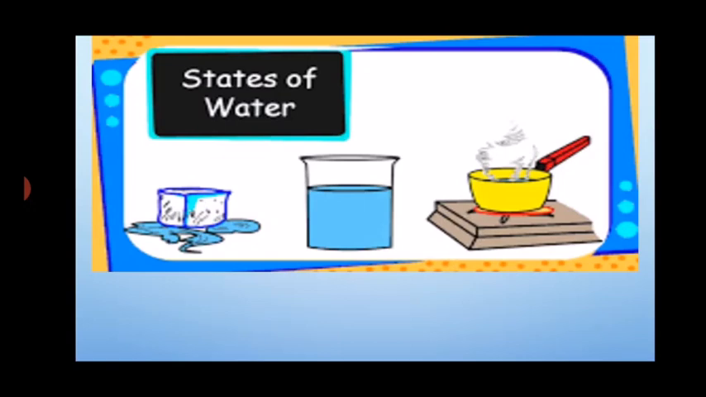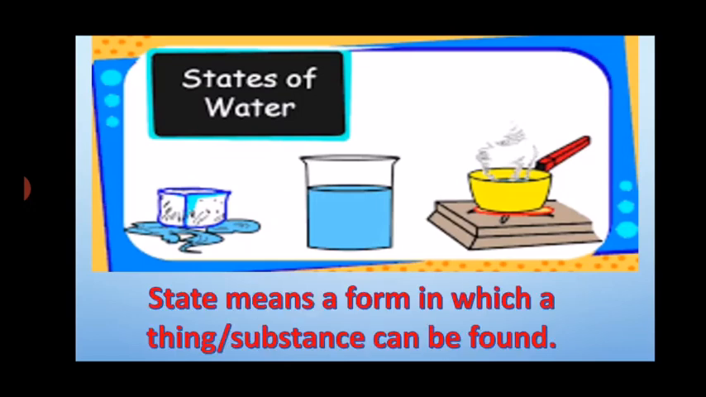Now, states, children, is a new word for you. It could be something which you have not heard. So what is the meaning of states? States means a form in which a thing or substance can be found. So states means the form. Okay. Let us look at states of water here.